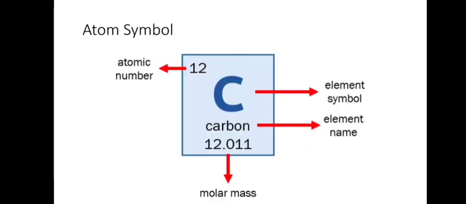Here's an example of the atom symbol. As you can see, we have the atomic number, element symbol, and element name, and also molar mass. At the top left, we have atomic number, which is 12. Now the element symbol is C. We use C for the element symbol. And the element name is carbon, while the molar mass is below it.